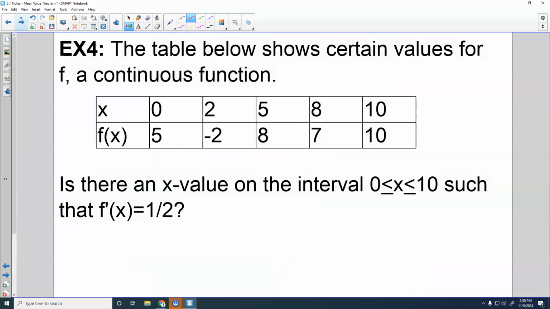Okay. All right, so sometimes they'll give you table problems where you don't really have an equation. So the table below shows certain values for f, a continuous function. Is there an x value on the interval from 0 to 10 such that f prime of x equals 1/2? And I can't remember if I did this on purpose or not. Any ideas on the answer to this question?